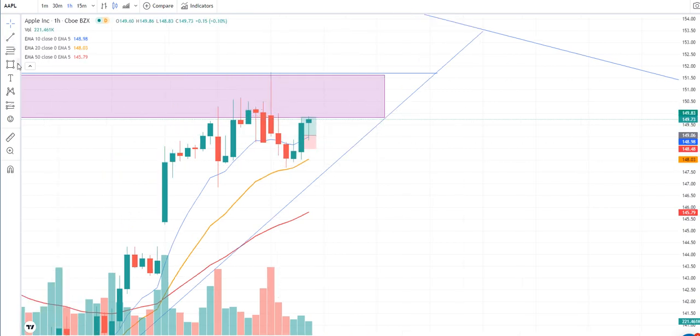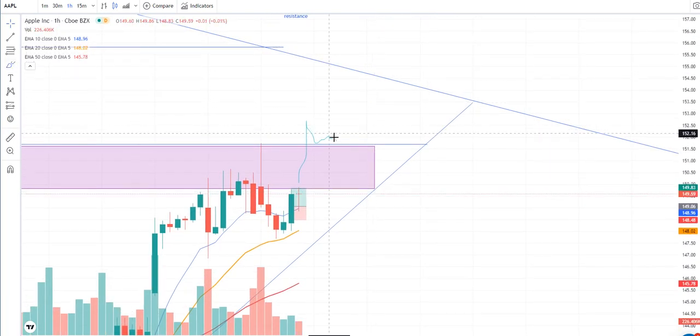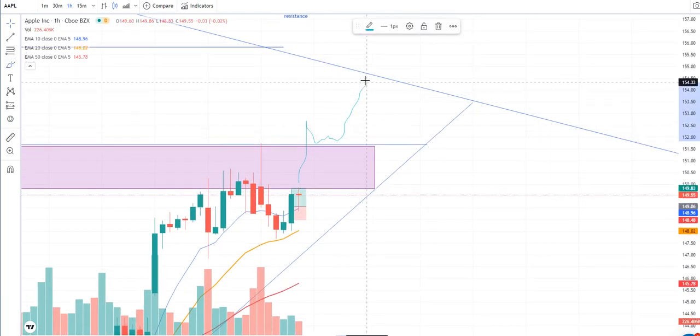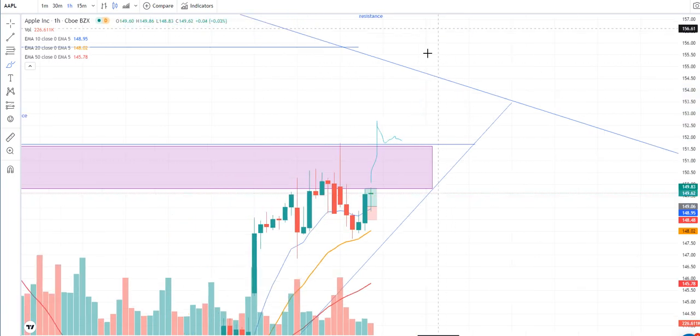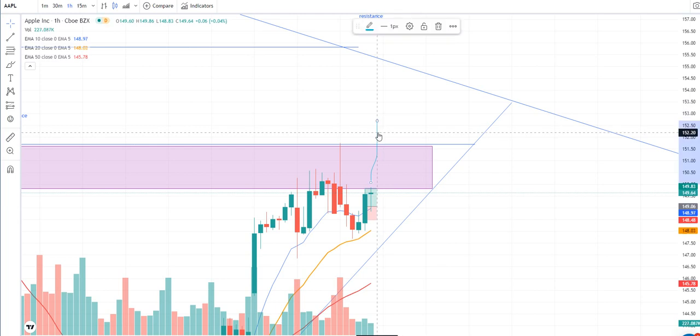So we can have something like this. We can go up here and then down. Okay, that's one way. Or what we want to see is something here, come up here, consolidate, and then go up. So this will be our point. So that's what we want to see if we want to enter for a long for Apple.